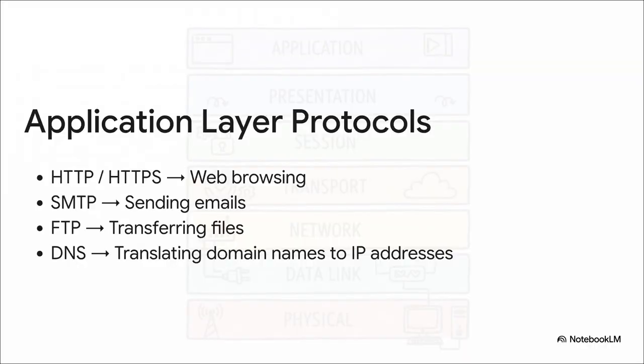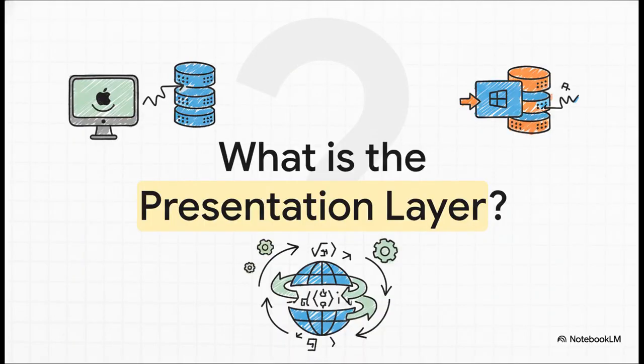And this layer is all around us. Seriously, every time you browse a website, you're using a protocol called HTTP or HTTPS. When you fire off an email, that's SMTP doing its thing. And DNS? DNS is the real magic. It's what turns a simple website name like google.com into the string of numbers, the IP address that the network actually understands.